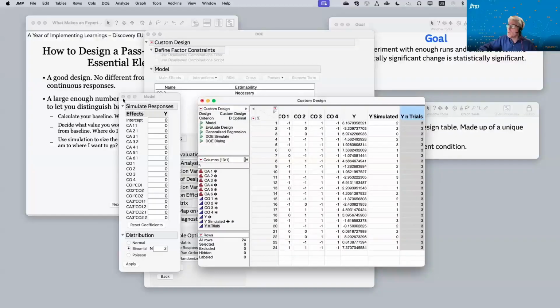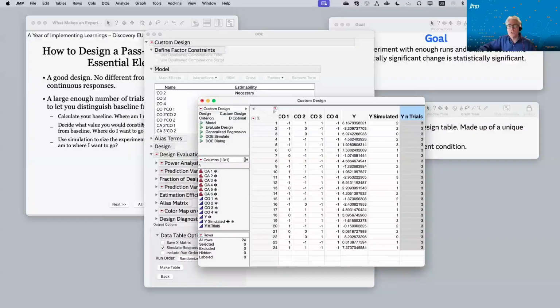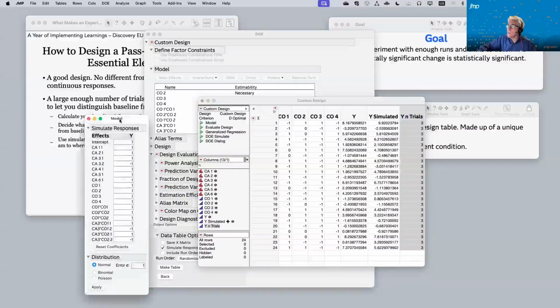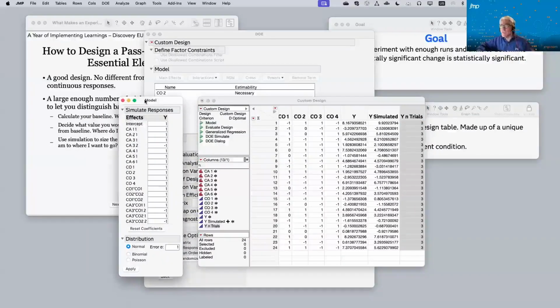By the way, if you ever, for whatever reason, close this or forget to open it when you generate your DOE, that button is always right here under DOE simulate. So you always have access to that as long as you don't delete that table script.